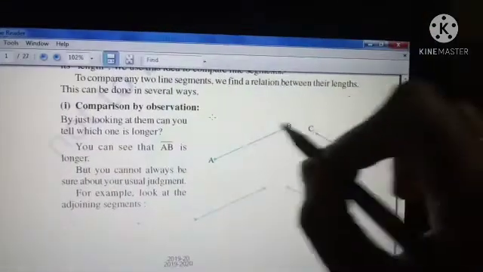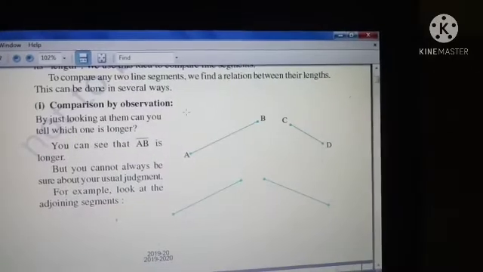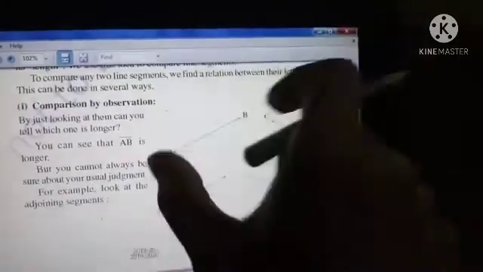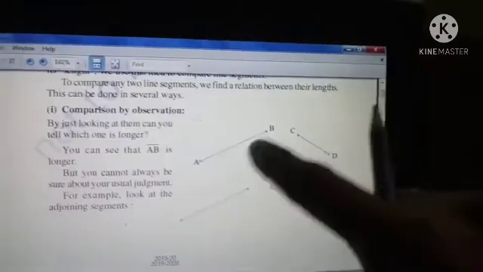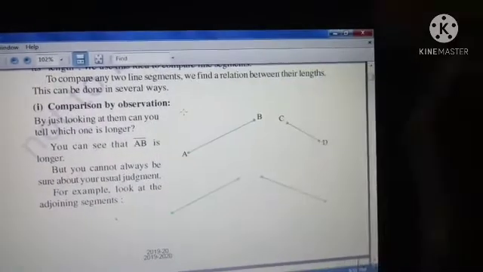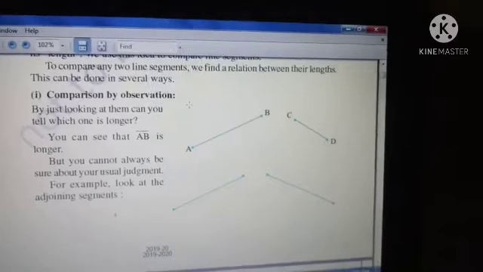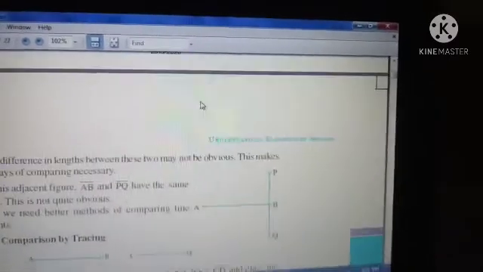By seeing itself, we can say that line segment AB is greater than CD, because this looks very small and this looks very large. So by observing this figure itself, we can say that this is greater than this. This is one type of comparison.